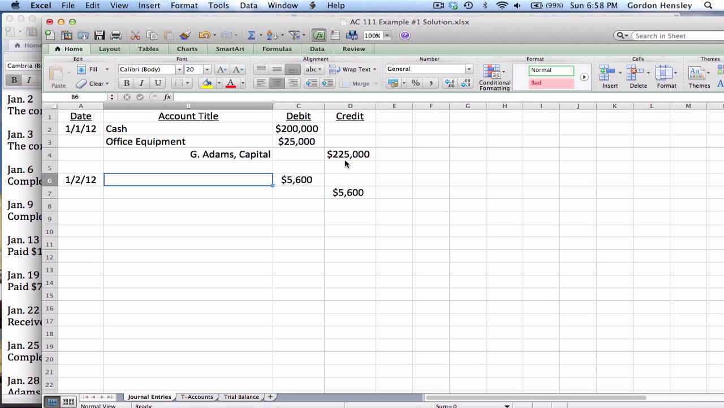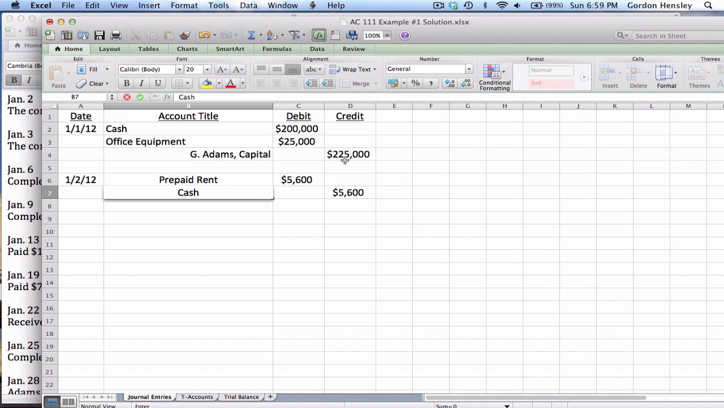Now, what they did in this instance was they paid cash for rent, but they went ahead and paid for 12 months ahead of time. Well, anytime we pay for something ahead of time, that is a prepaid expense. And in this case, we're paying for the rent ahead of time. So what I want to do is debit prepaid rent, and I want to credit cash.